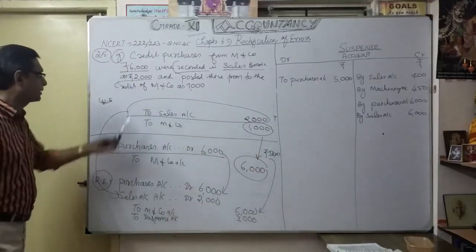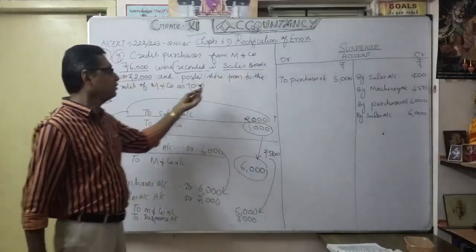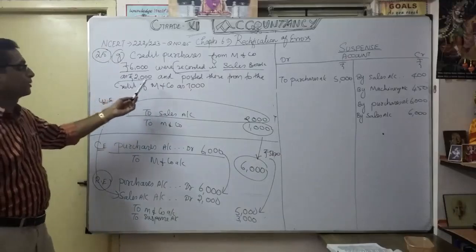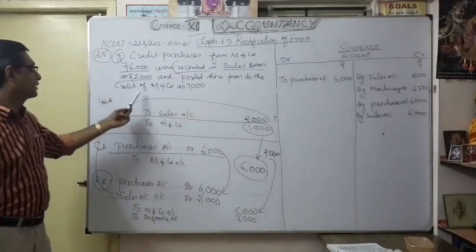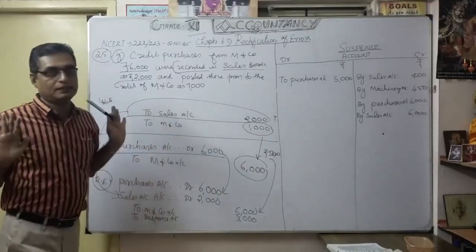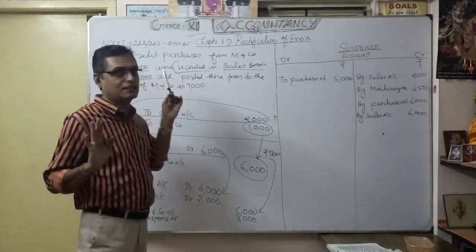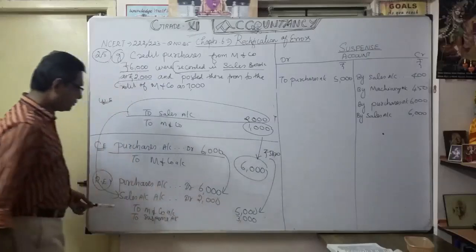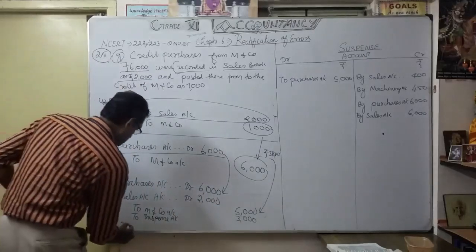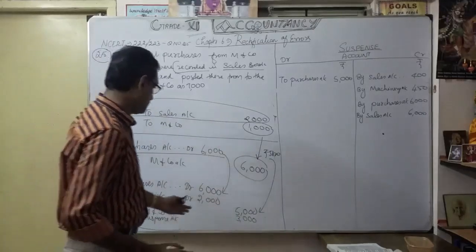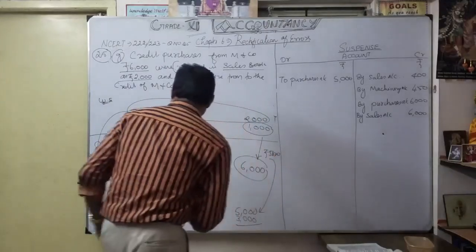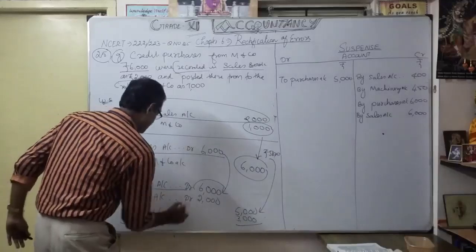The narration we have to write in the same manner: credit purchases from M1 Co as 6,000, recorded in sales book as 2,000, and posted to M1 Co as 1,000. Now rectify. In the same manner we want to write the entire transaction. Now the suspense account came. So how to post the suspense account? We want to credit this one in the suspense account.